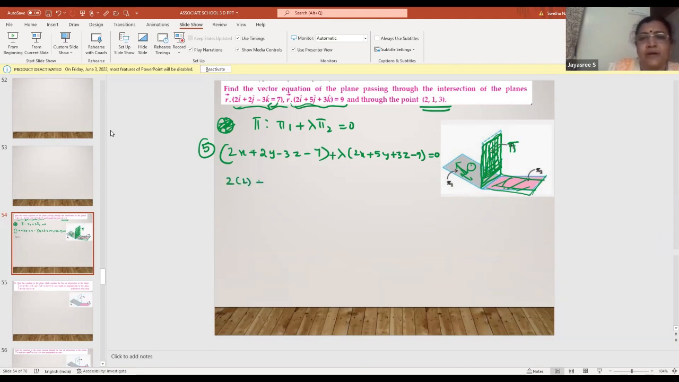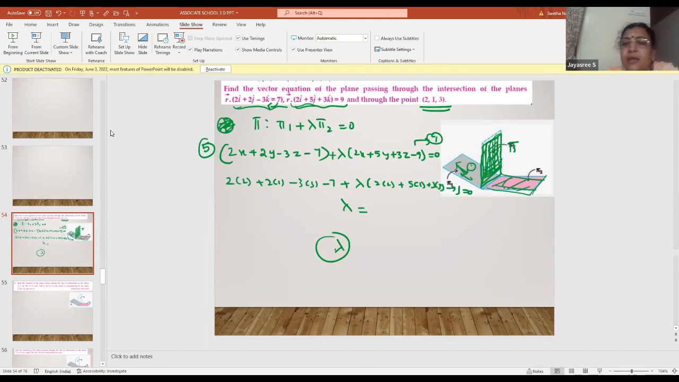So 2 into 2 plus 2 into 1 minus 3 into 3 minus 7 plus lambda into 2 into 2 plus 5 into 1 plus 3 into 3 minus 9 equal to 0. Then getting the lambda and substituting it back in equation 1 gives the equation directly. So I don't train them with grouping in the first pattern, because we don't need the normal in this pattern.